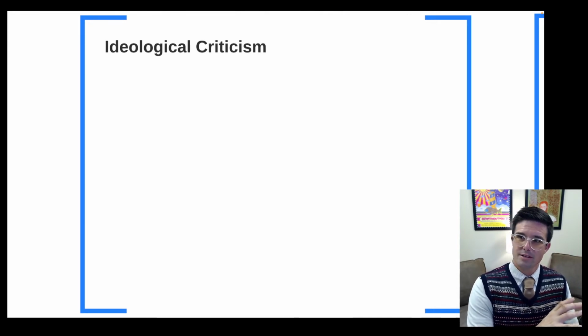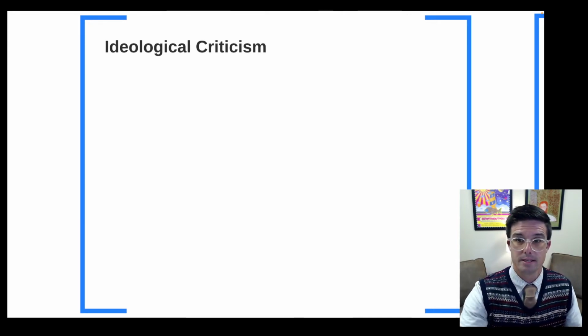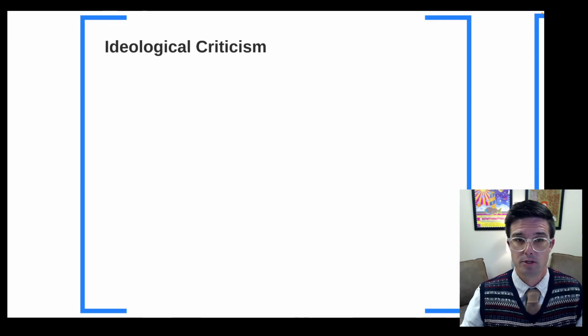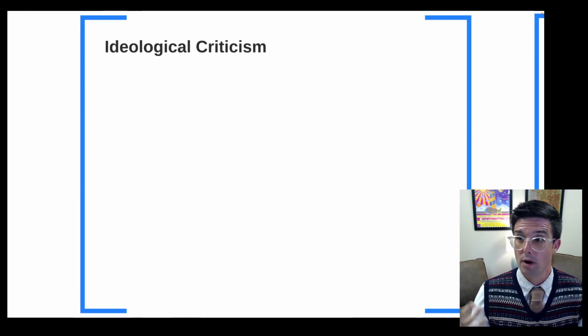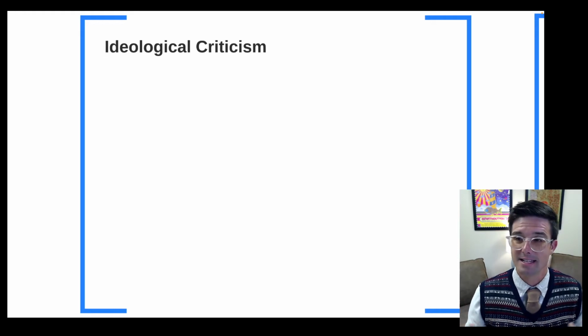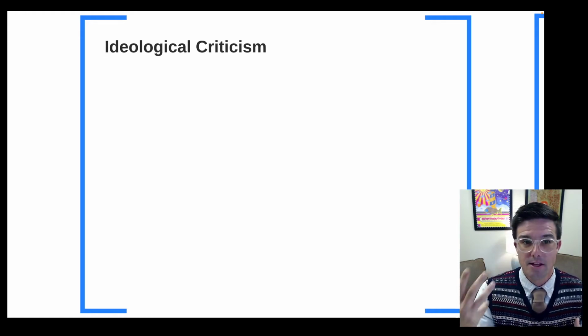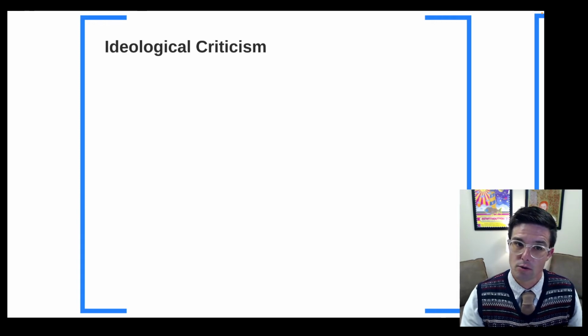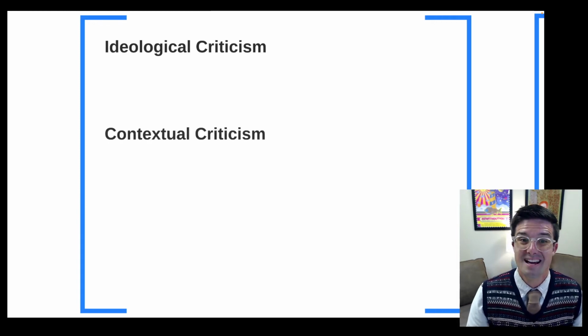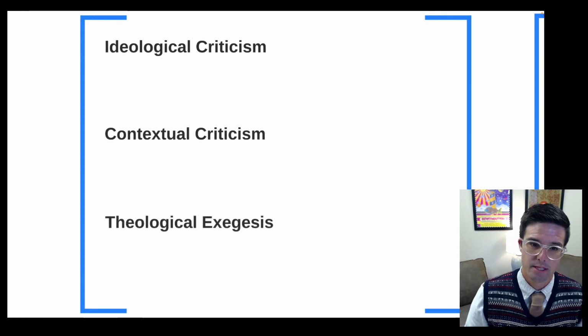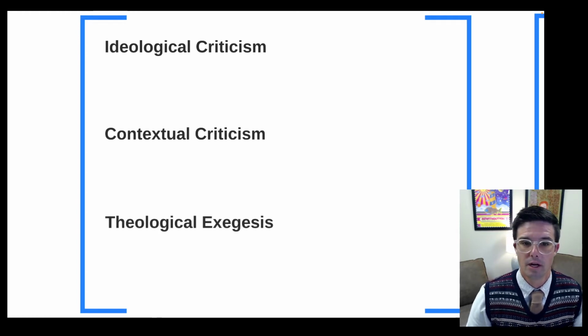And so to return to the idea of the engaged approaches to exegesis, Michael Gorman, in one of the readings for this week, is going to divide these engaged approaches that all begin with the world in front of the text into three different categories. The first is so-called ideological criticism. The second is contextual criticism. And the third is theological exegesis.